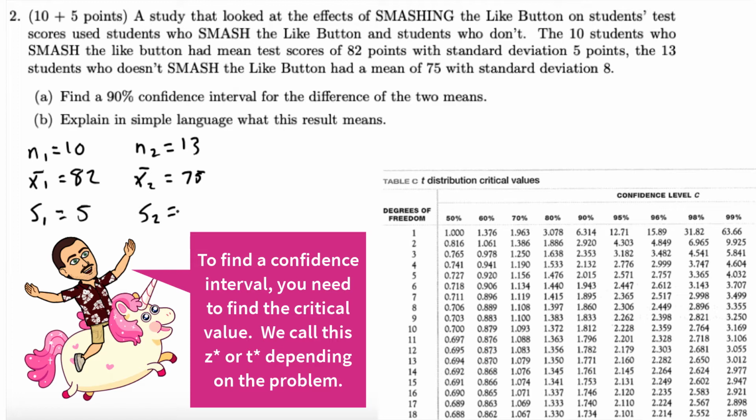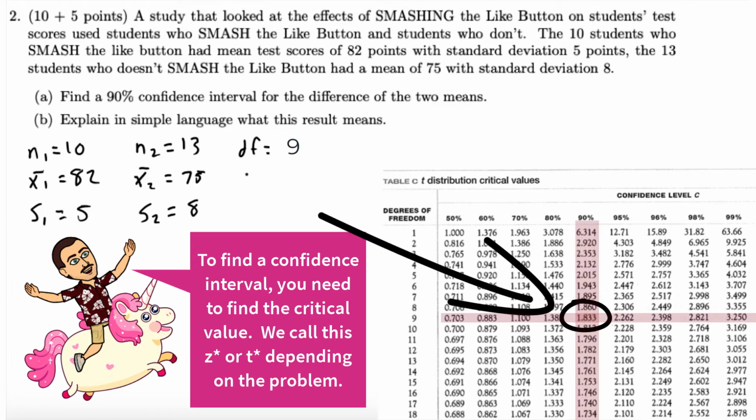And since we're looking for a confidence interval, we're going to need T star, and we can get it from this table here. But first, our degrees of freedom is 9, and T star we could see is 1.833. Okay, and now we're basically done. Let's just put it all together.